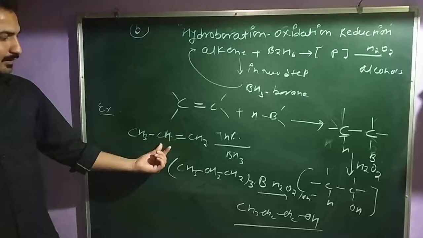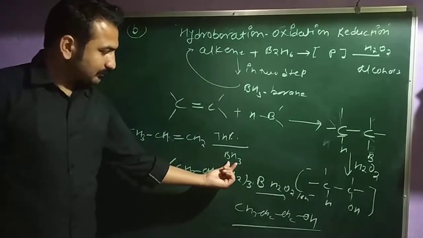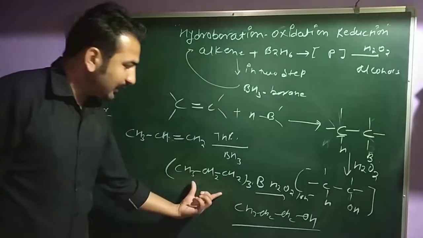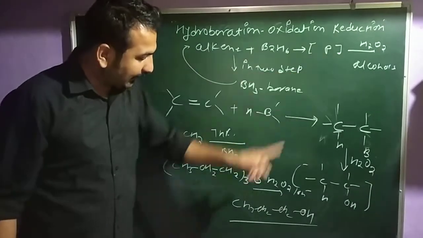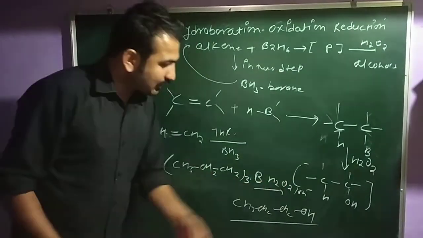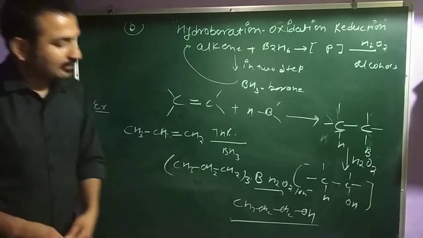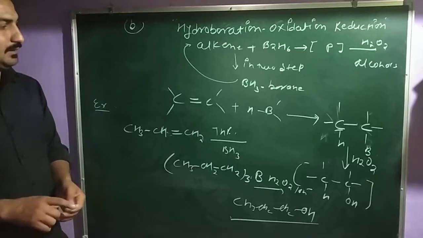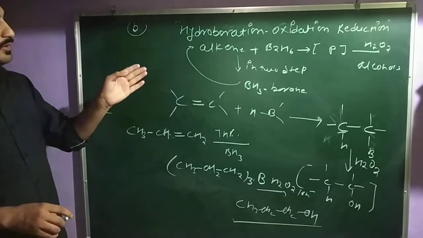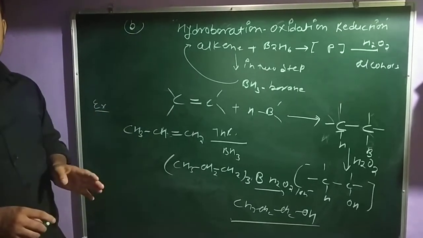Clear? Propene reacting with the borane gives you tripropyl borane, because one addition product is here, and then that on treatment with H2O2 will give you alcohol CH3CH2CH2OH. Clear? So this is overall your hydroboration oxidation reaction. Clear?